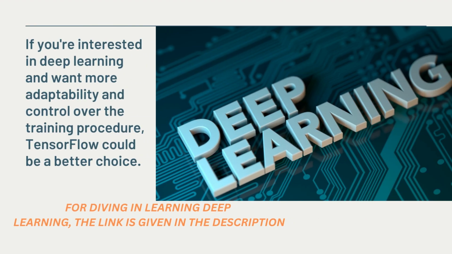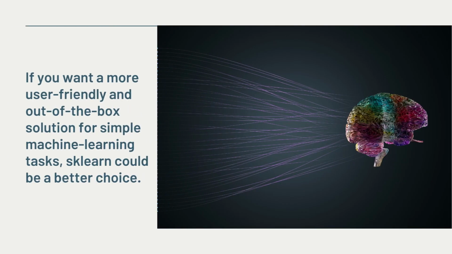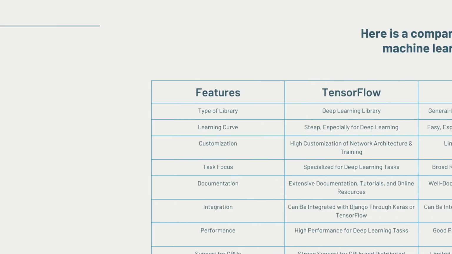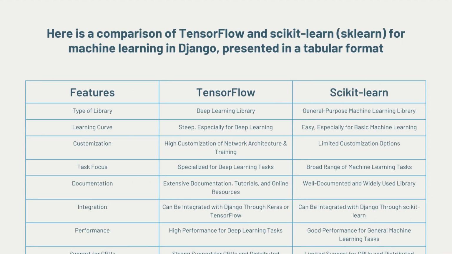Your particular objectives and experience will ultimately determine which of TensorFlow and Scikit-learn is best for you. If you're interested in deep learning and want more adaptability and control over the training procedure, TensorFlow could be a better choice. For diving in learning deep learning, the links are given in the description. If you want a more user-friendly and out-of-the-box solution for simple machine learning tasks, Scikit-learn could be a better choice. Here is a comparison of TensorFlow and Scikit-learn for machine learning in Django, presented in a tabular format.